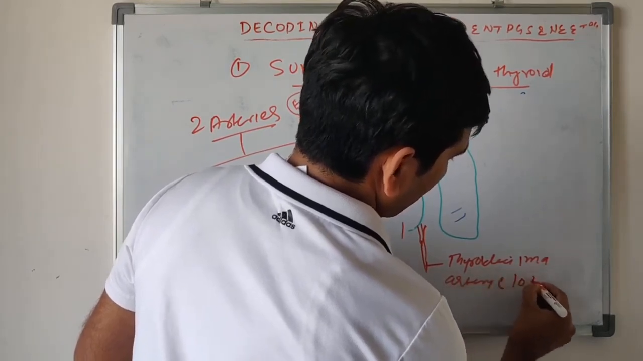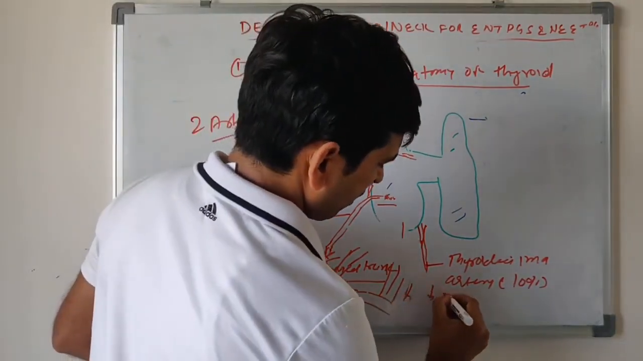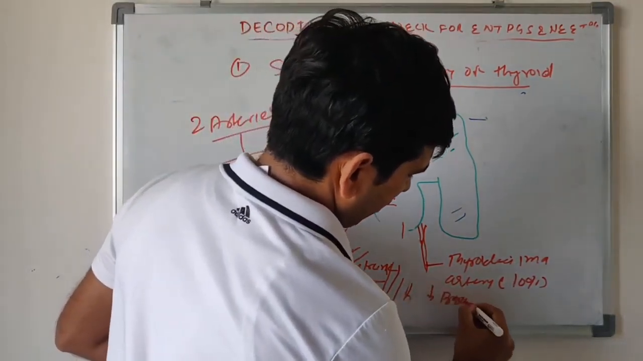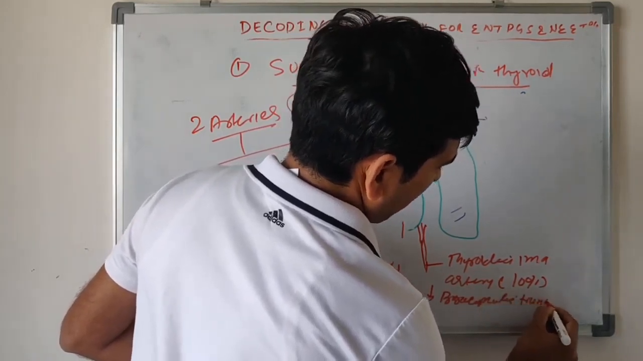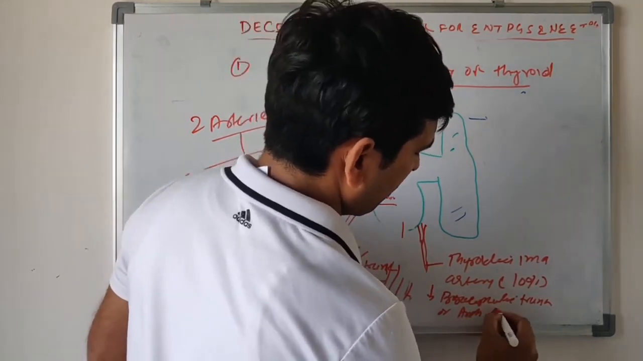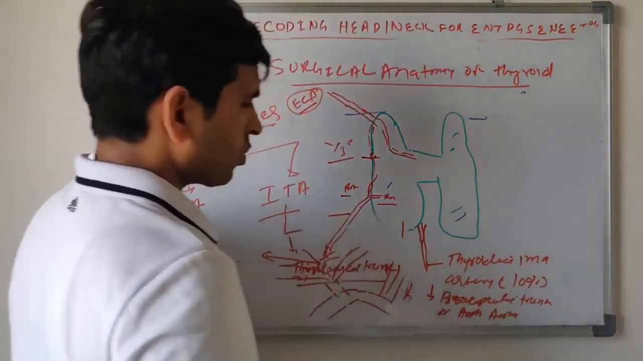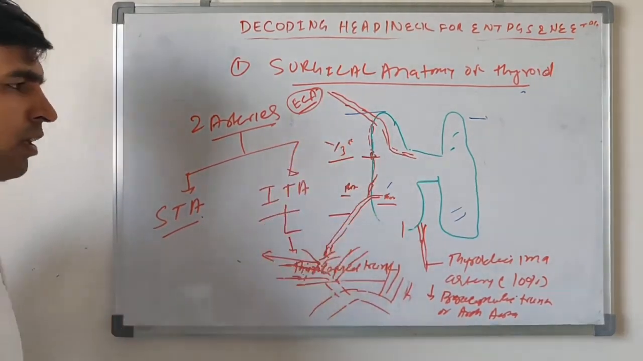It's found in 10% of cases. It may come from the brachiocephalic trunk or the arch of aorta. So there are mainly two branches, the superior thyroid artery and the inferior thyroid artery.